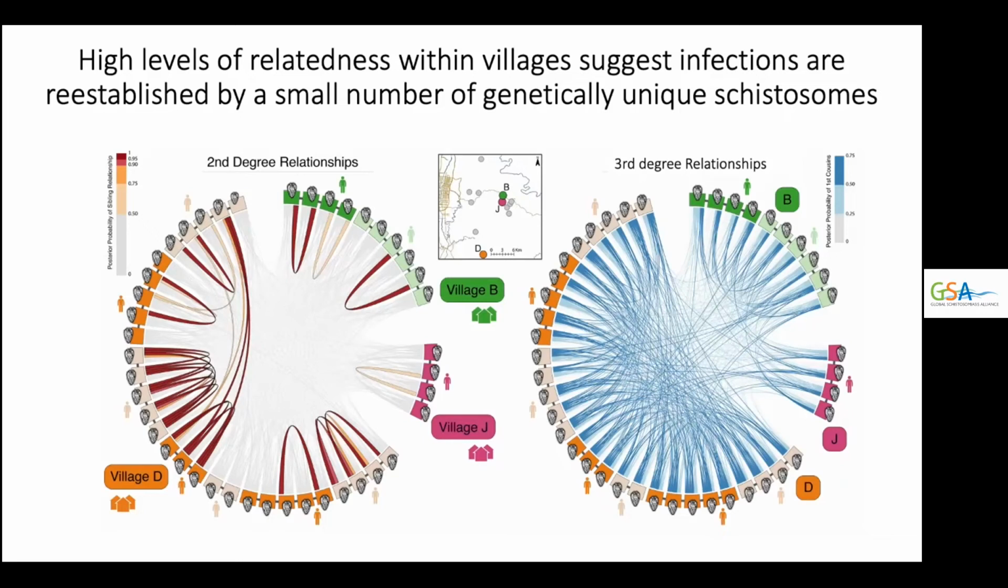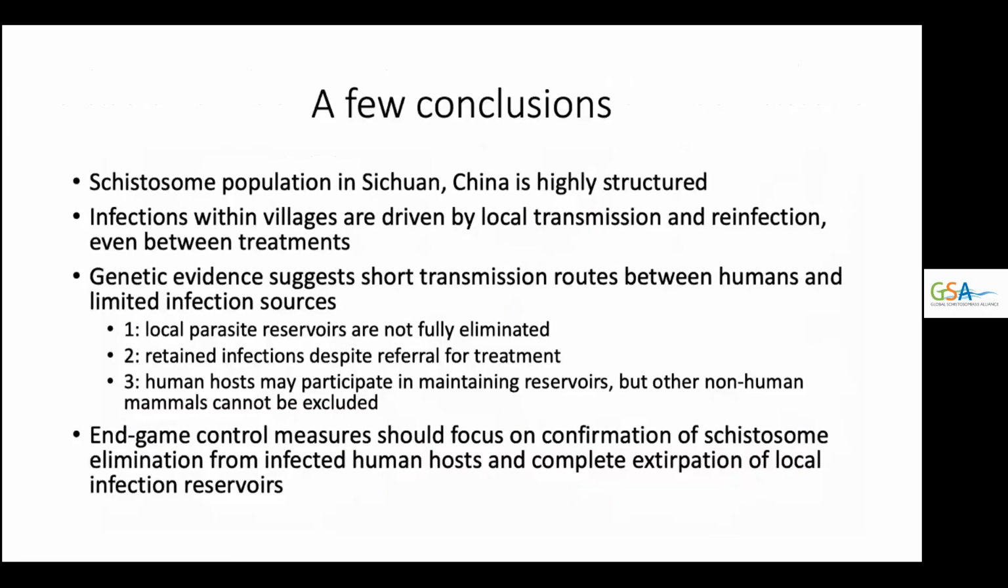This high level of allele sharing within villages indicates that parasite mate choice is often limited to relatives during the reinfection process, and implies that following treatment, infections in a village may have been reestablished by a small number of genetically unique schistosomes, likely reflecting the effectiveness of local schistosomiasis control programs. These results also suggest that long-term elimination may require identification and targeted treatment of remaining local parasite sources.